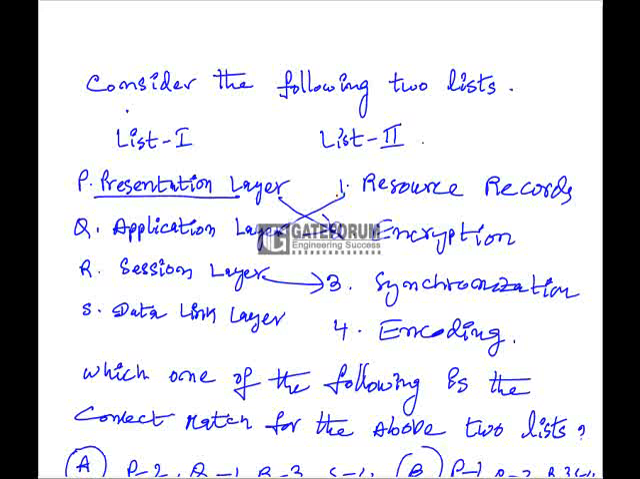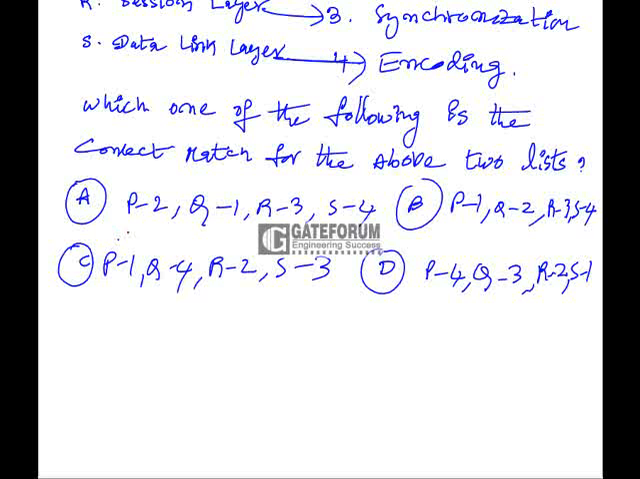Application layer is resource records, because domain naming system is a major activity of application layer, where it will identify an IP address for a character oriented address. That is, the resource records will be used in the implementation of the domain naming system, which is a part of application layer. In the data link layer, the leftover part is encoding, because the frame encoding will be done at data link layer. That is P2, Q1, R3 and S4. P2, Q1, R3 and S4 will be there in option A, which is the right option.